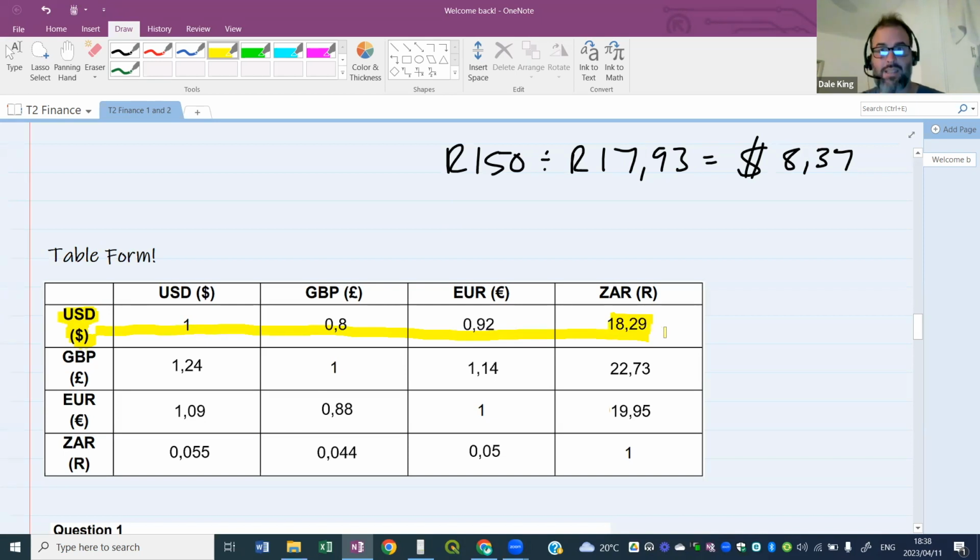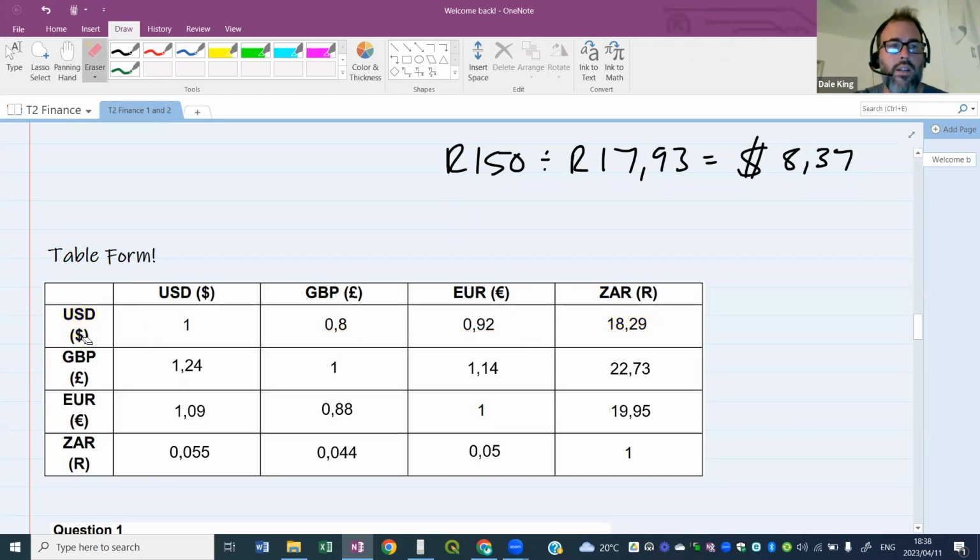This is today's exchange rate. So the 17,93 was a couple of days ago. This is today. It's changed already. All right. So you read from the left currency and then you go across to the right, looking for the currency you want to change to. Okay, I'll do it again.